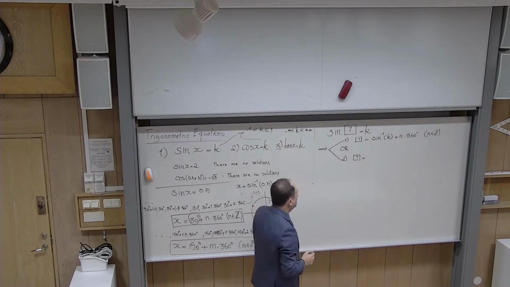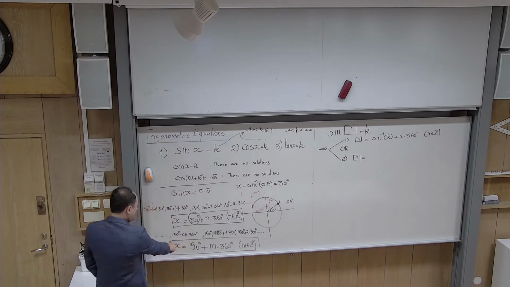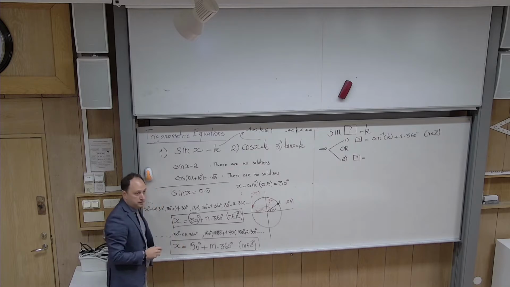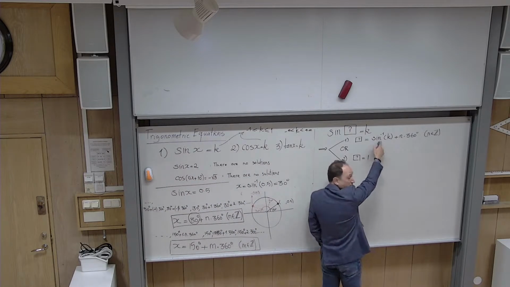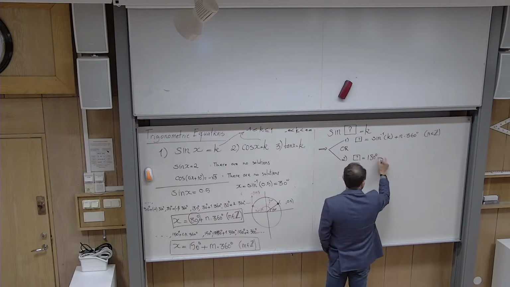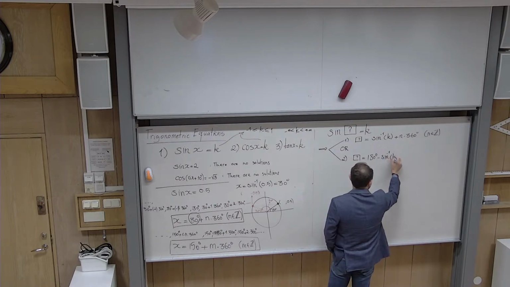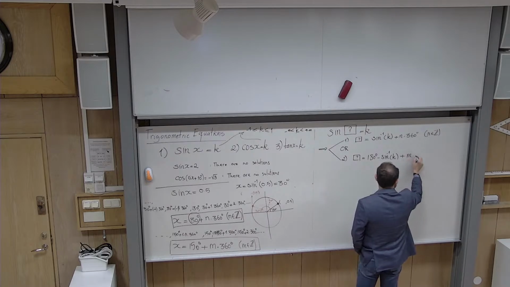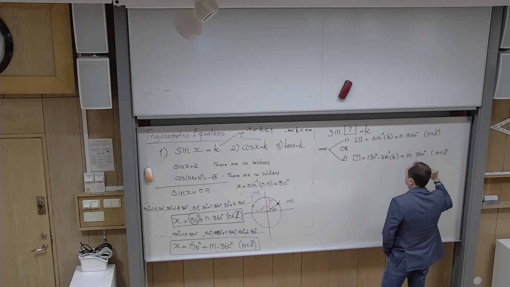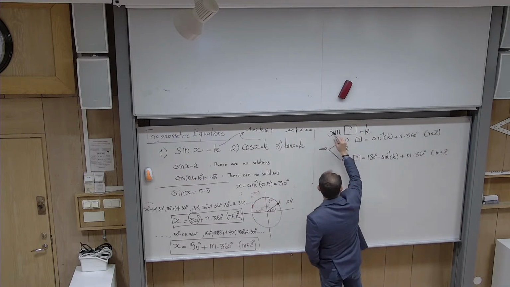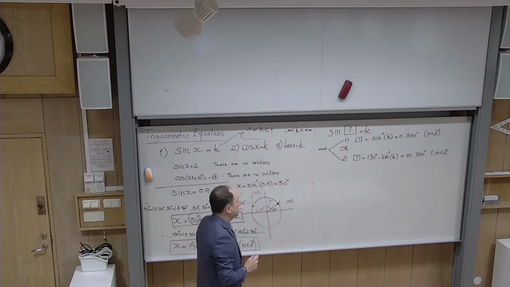Okay, can you help me now? What should I write? In this case, we realize this is 150 degrees. In the general case, what should I write? 180 minus k. Not minus k. 180 minus sine inverse of k. That number. Yes? 180 degrees minus sine inverse of k plus possibly m times 360 degrees, and then I would say m belongs to Z. Okay, so that is the first standard equation. We are done.